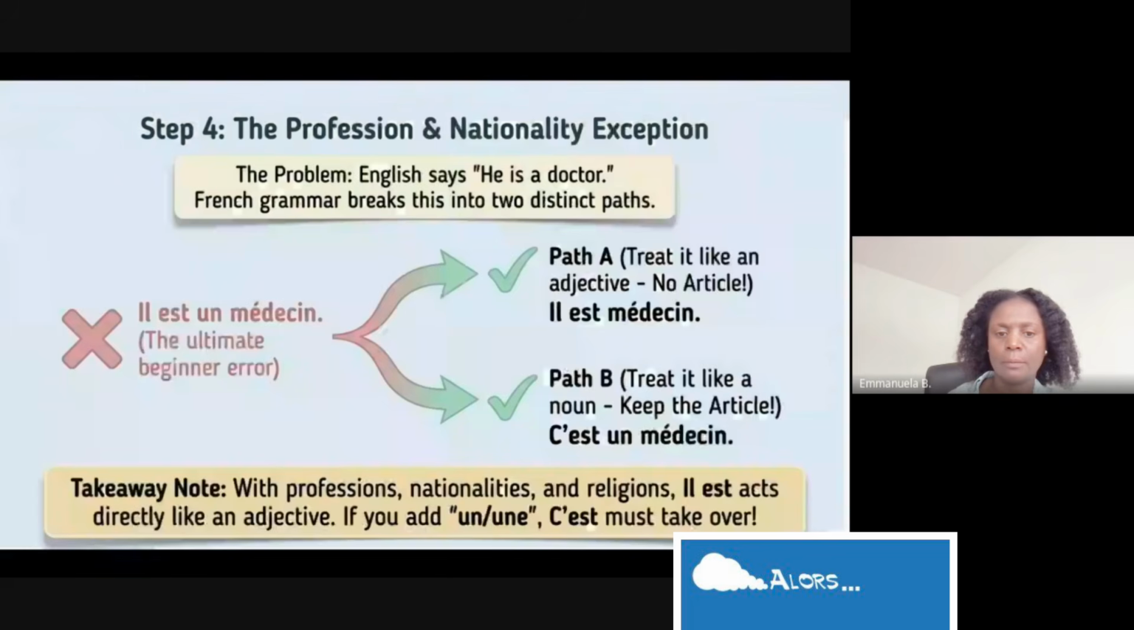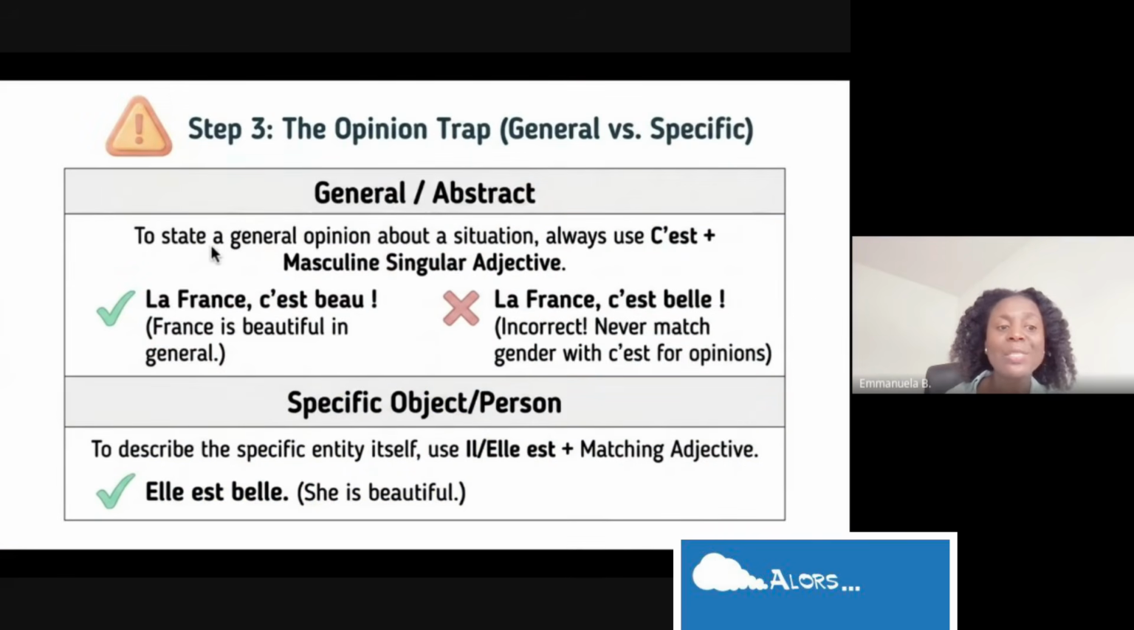So let's recap this point. France is beautiful. It's a description. You will say la France est belle. But it's beautiful. France, it's beautiful. It's an opinion. You will say c'est beau. C'est magnifique. And we always use masculine adjectives for opinions.